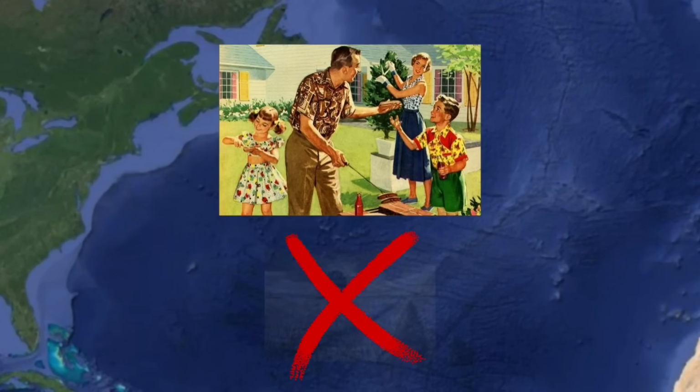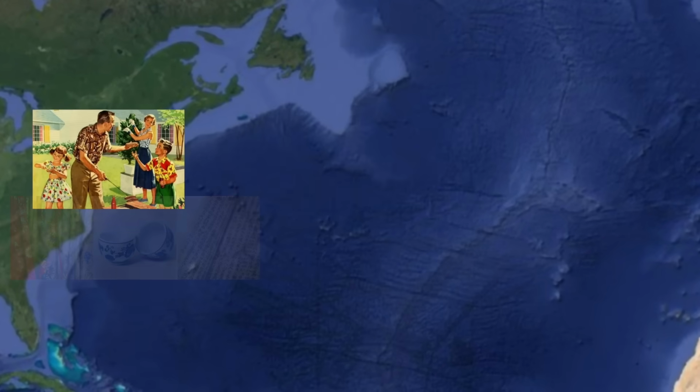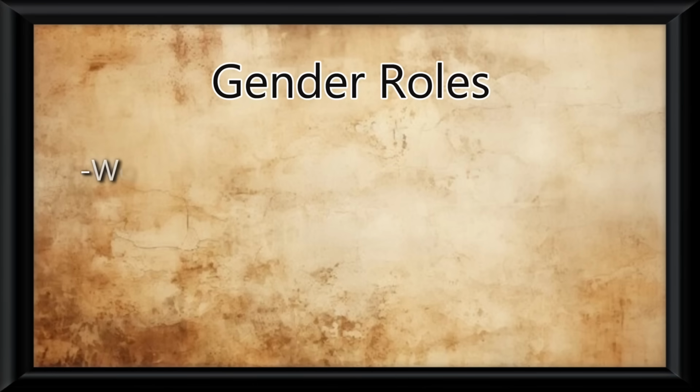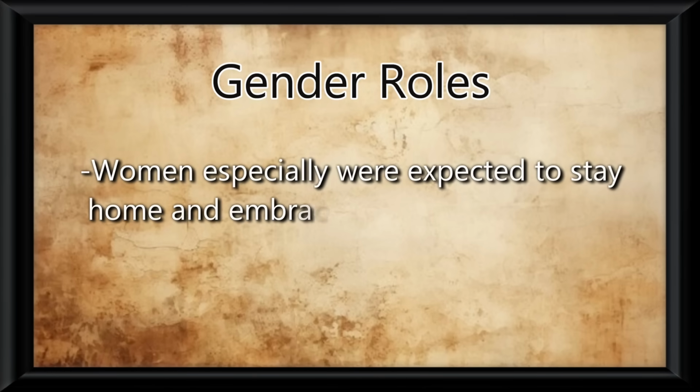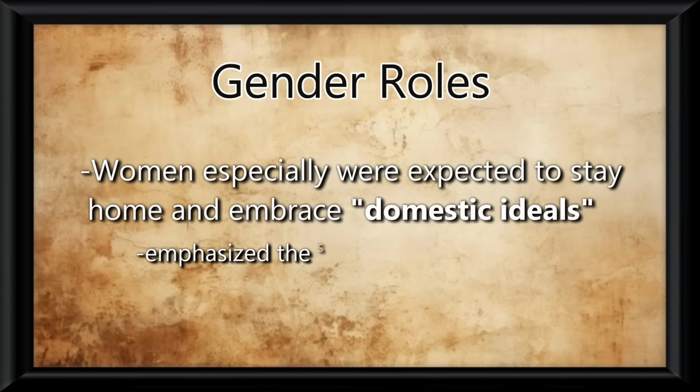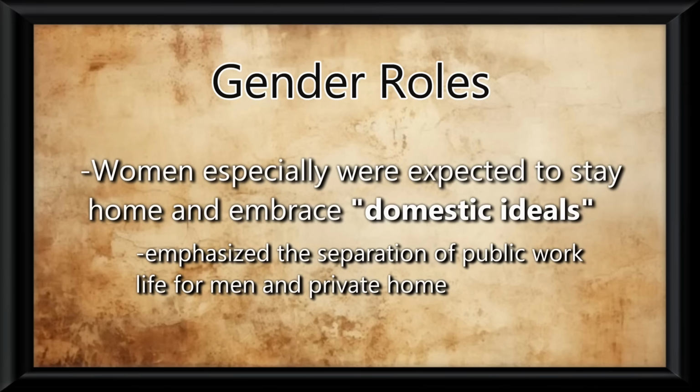As for gender and family roles, with the rise of factories, many Americans, both men and women, stopped relying on farming to survive. Instead, they worked to produce goods for distant markets. This shift brought about new ideas of gender roles. Women especially were expected to stay home and embrace domestic ideals, which emphasized the separation of public work life for men and private home life for women. Not everybody was happy about this.